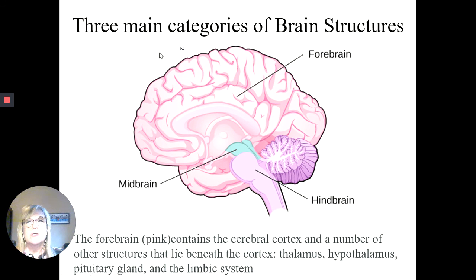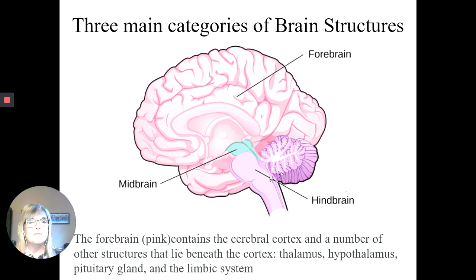So there are 3 different categories of brain structures. It's just the way they organize different brain structures. So there's the midbrain here in the very middle. The forebrain is this whole pink area here, and it's really the major portion of the brain that we're interested in psychology. But the midbrain is also interesting, and it's this little blue area here. And then the purple area here is called the hindbrain, which is often referred to as like the reptilian brain.